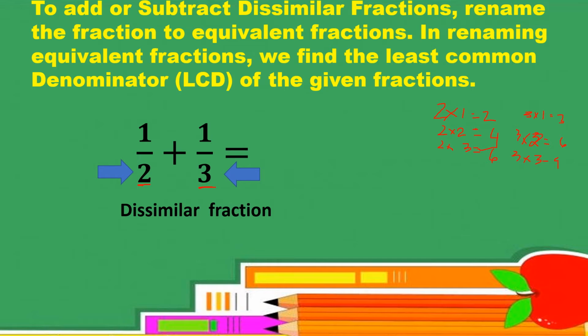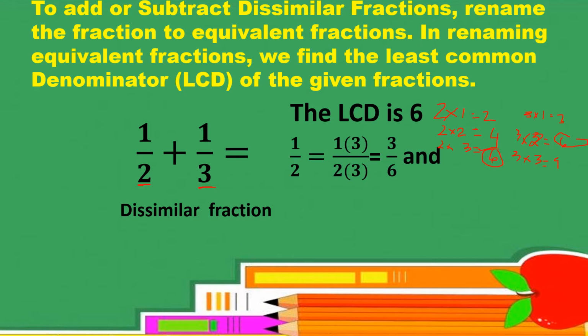So, kung mapapansin nyo dito, we have here 6, and then the other one is 6. So, meaning to say, ang LCD po ng 2 at saka ng 3, or the least common denominator of 2 and 3, is 6. Because when we divide 6 by 2, that is 3. And then if we divide 6 by 3, that is 2. Sa madaling sabi, our LCD is 6. So, ganun lang gagawin nyo. Hahanapin nyo lang po si LCD.